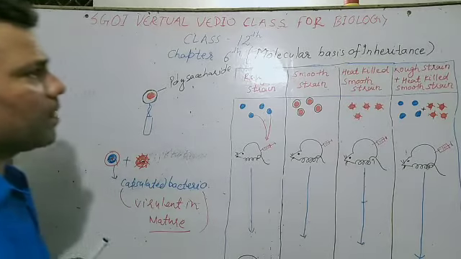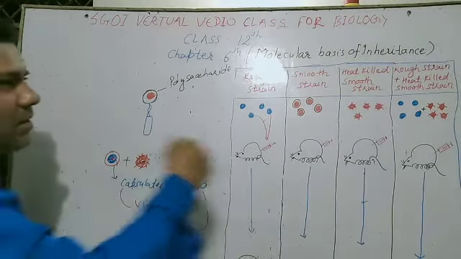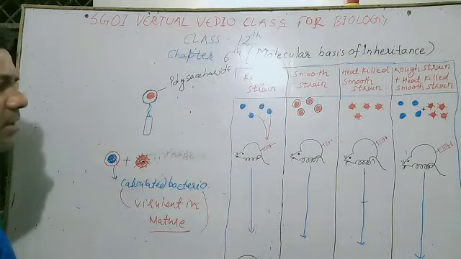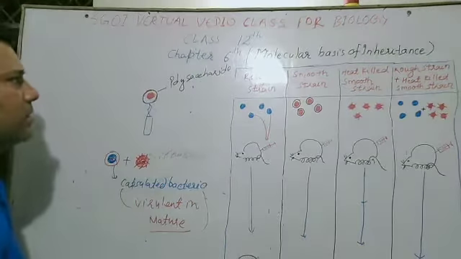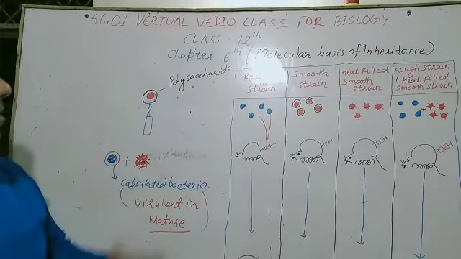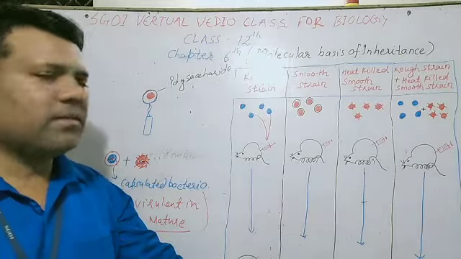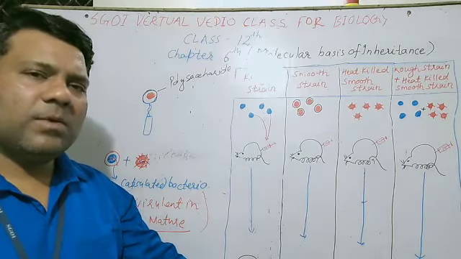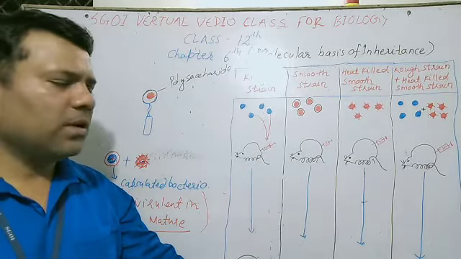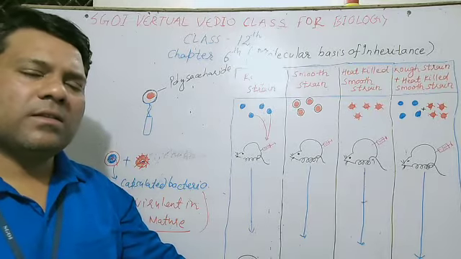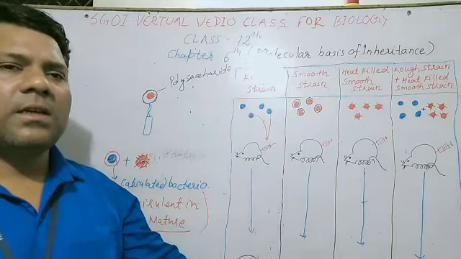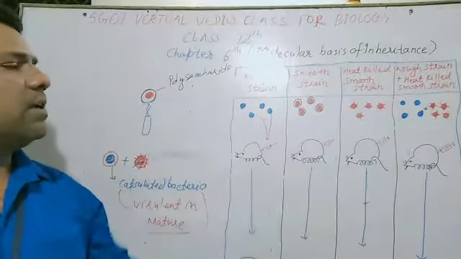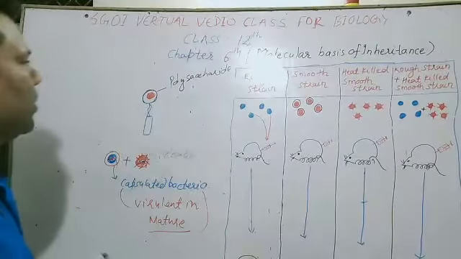Something passes from the heat killed smooth strain to the rough strain, and the rough strain becomes virulent. That's why the mice will die. With this experiment, it was proved that DNA is a genetic material, but Griffith did not explain it because he did not know about the DNA molecule. Avery, McLeod and McCarty, these three scientists, proved that the substance in the Griffith experiment was DNA. So this is all about the Griffith experiment, and this Griffith experiment is called transformation.